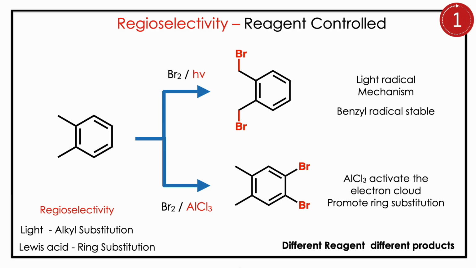Then regioselectivity by reagent. Starting material is dimethylbenzene. You are reacting with two different reagents. One is bromine with light, another is bromine with aluminum chloride. The light promotes the radical mechanism. Benzyl radical is stable, so substitution happens at the benzylic position. On the contrary, aluminum chloride is a Lewis acid. It activates the ring. Substitution happens at the ring. So two different reagents, two different products. It is the typical regioselectivity by reagents.